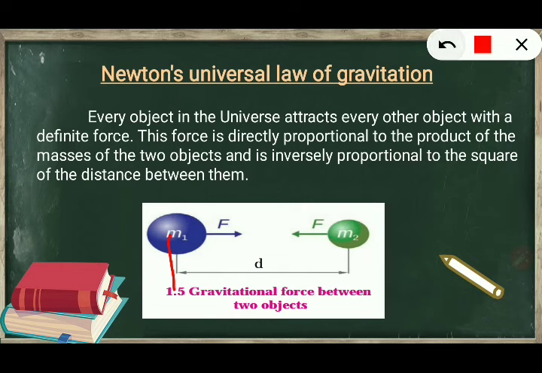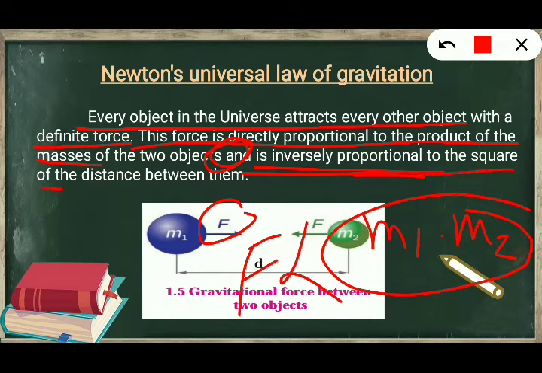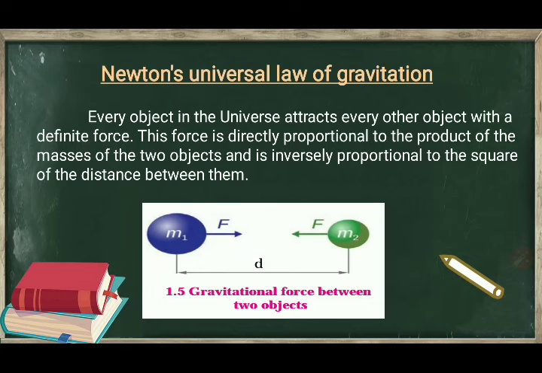Newton's universal law of gravitation tells that every object in the universe attracts every other object with a definite force F. This force is directly proportional to the product of the masses, m1 and m2, that is m1 into m2. And next, it is inversely proportional, not directly, to the square of the distance between them.